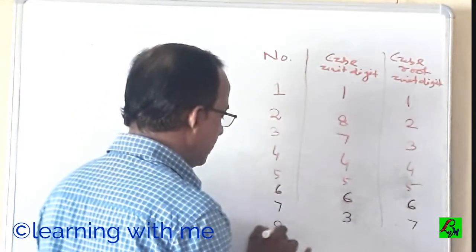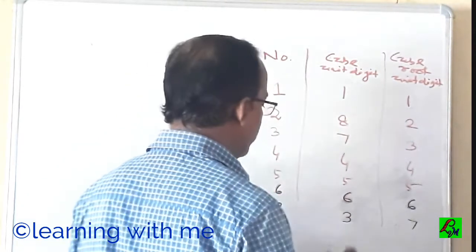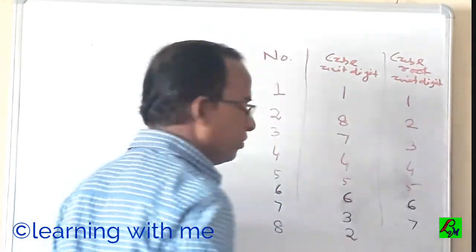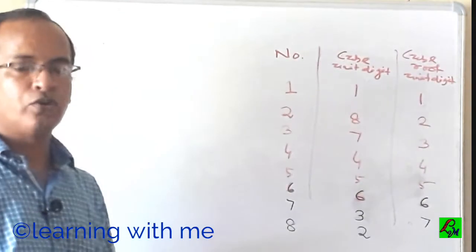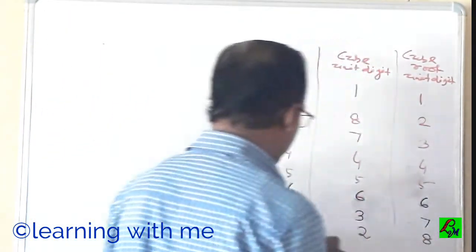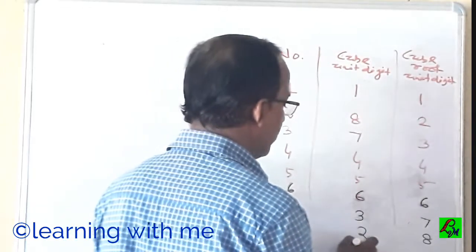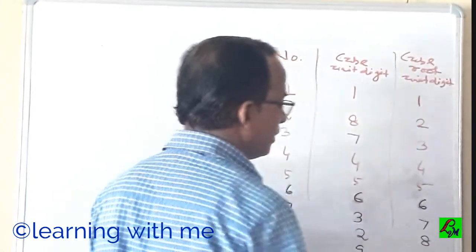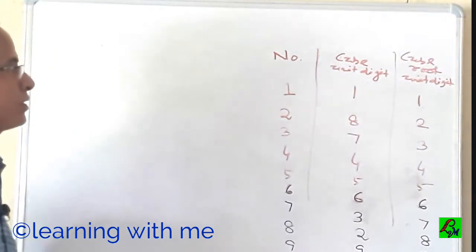If it is 8, the unit digit of its cube will be 2, because 8 cubed equals 512, and its cube root will be 8. Similarly, if it is 9, the cube ends in 9 and the cube root is also 9. We have to remember these things.